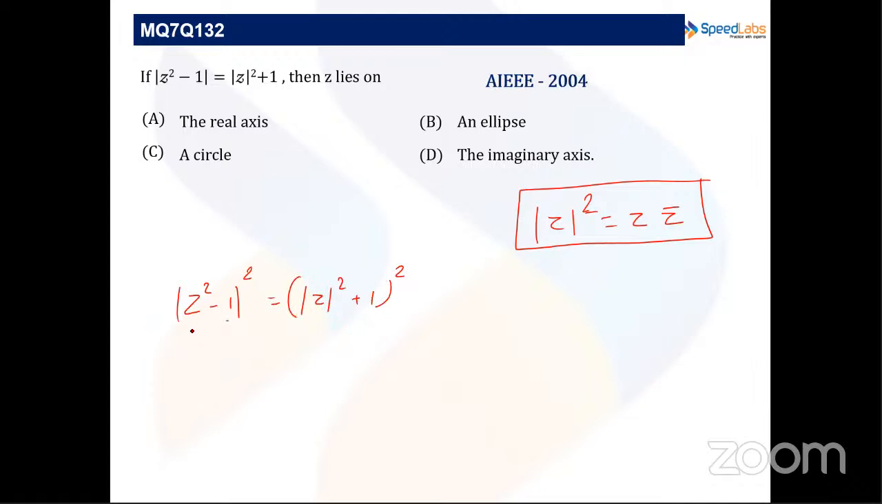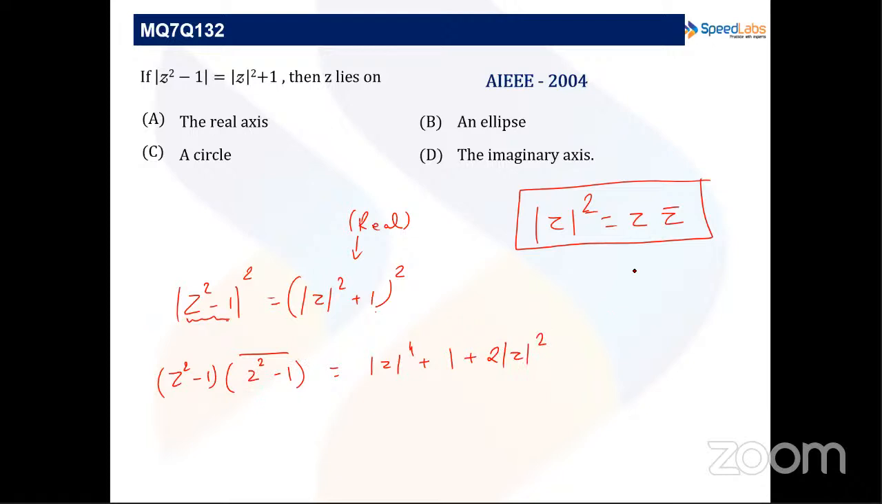Now this is a complex number, but this is not a complex number. This is a real number. So we can apply the direct formula for the squaring. And here we can write it as (z square minus 1) into (z conjugate square minus 1), and it will be equal to z to the power 4 and 1 plus 2 mod z square.